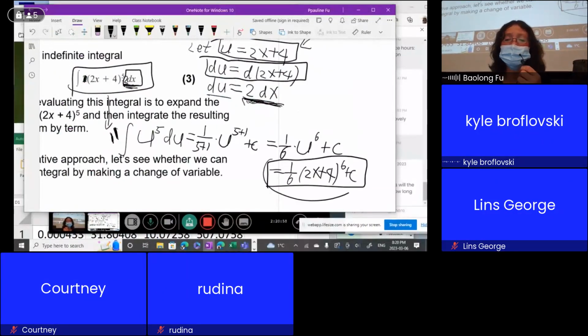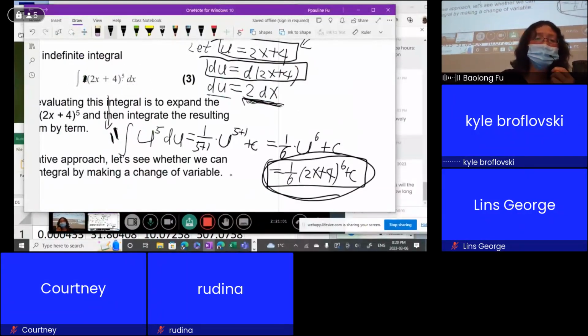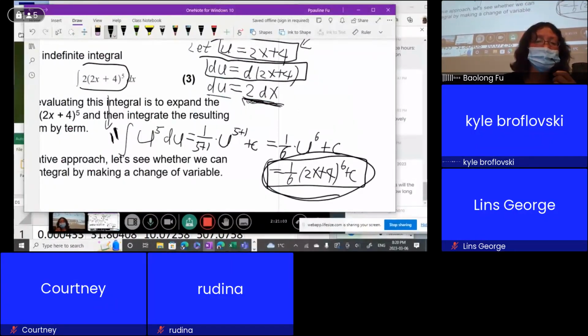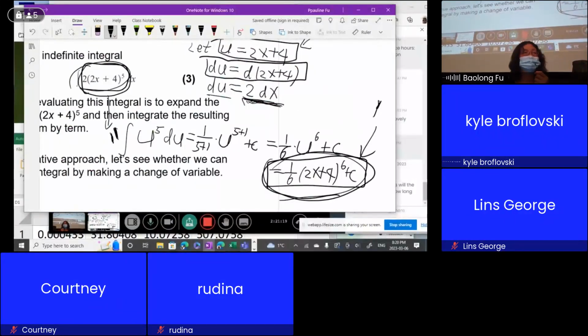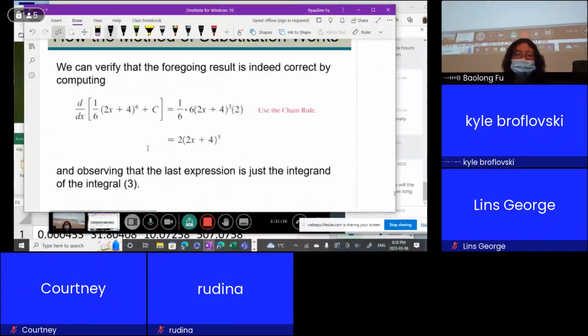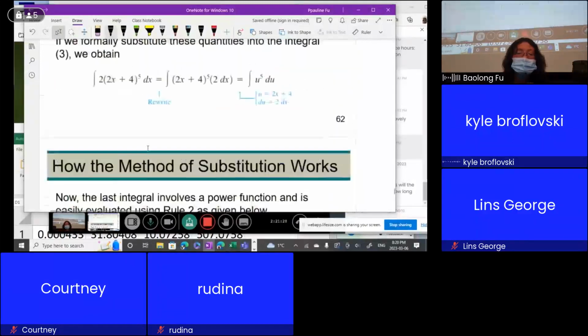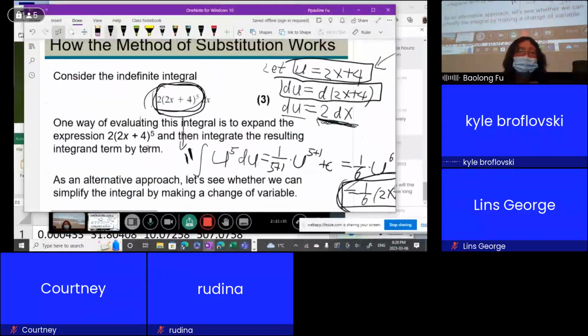You take the derivative of this to see if you can get this. Take the derivative, the result must be this. It is proof you are correct. This is an exercise. Go home, take the derivative of this. Can you get this? So we did that. Again, when you go home, redo this substitution to see if you can come up with the correct answer.